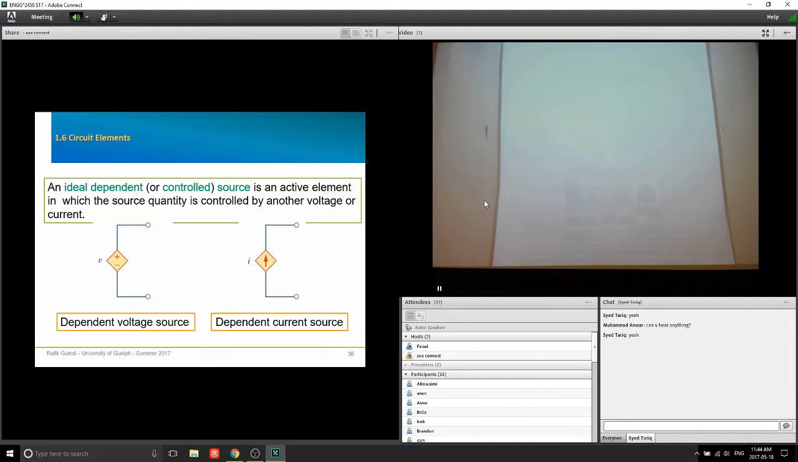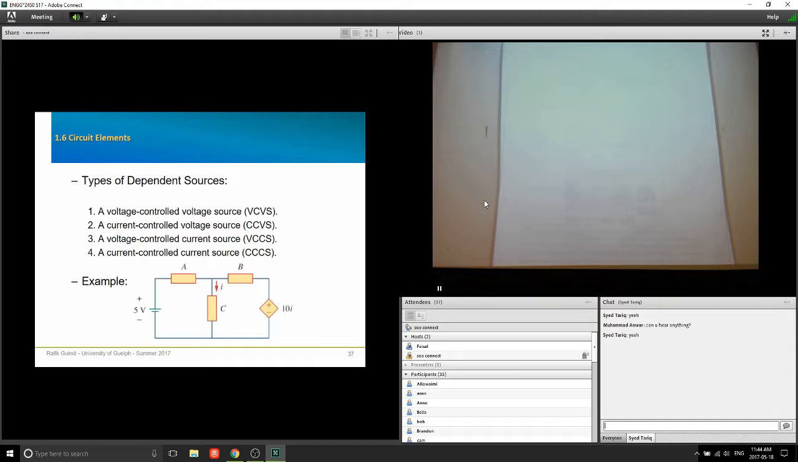How are these sources controlled? I said they're controlled remotely through some other parameter existing in the circuit. And we have several types of these parameters that can control our sources. So here we have 4 different types of dependent sources. You can have what we call a voltage-controlled voltage source. So it's still a voltage source, but its voltage is controlled remotely by some voltage somewhere else.